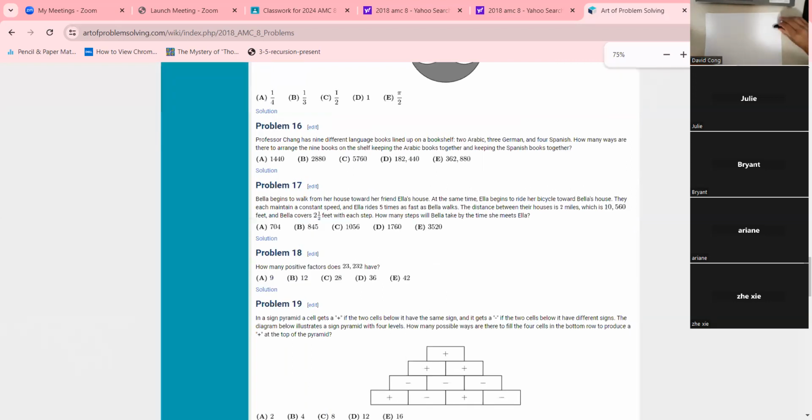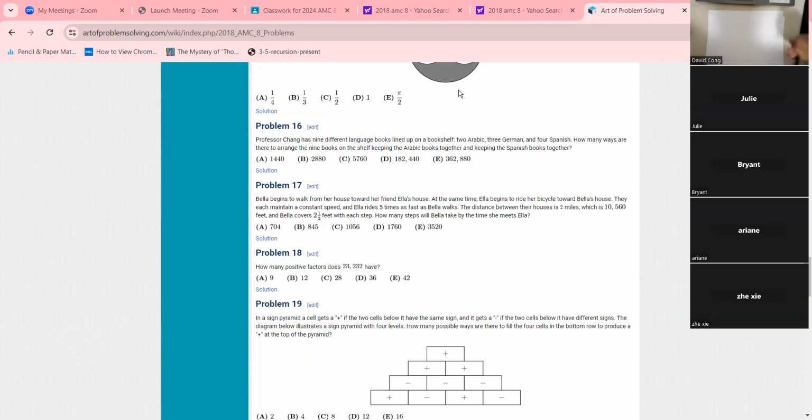Okay, let's get started on this set. Probably be our last set of the day. Starting with question 16. Professor Chong has 9 different language books lined up on a shelf: 2 Arabic, 3 German, and 4 Spanish. How many ways are there to arrange the 9 books, keeping the Arabic books together and the Spanish books together?